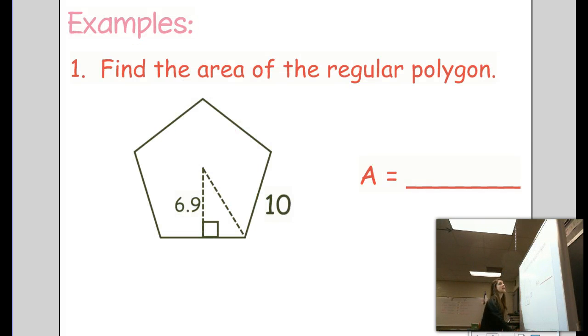All right, let's dive right in. Number 1, go. Try it. Use your new formula. Are we going to do one of those today? We are. Apothem times perimeter divided by 2.